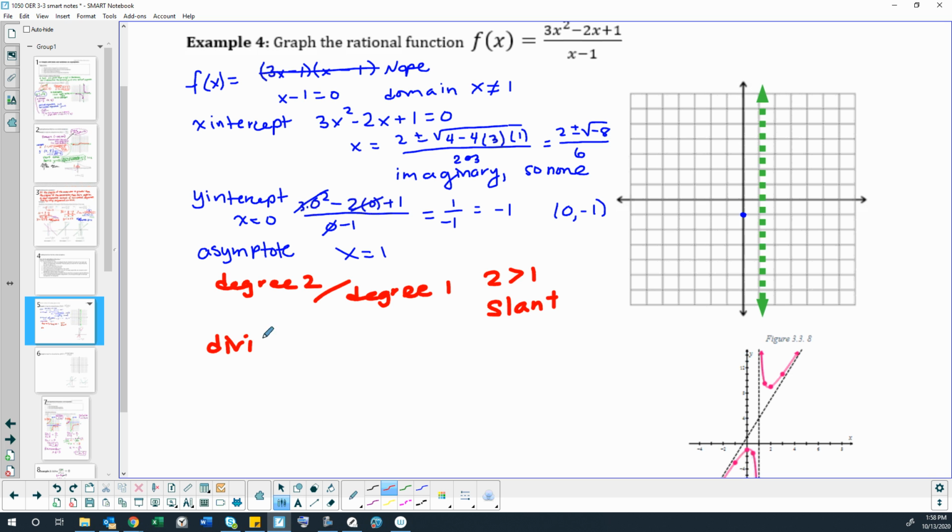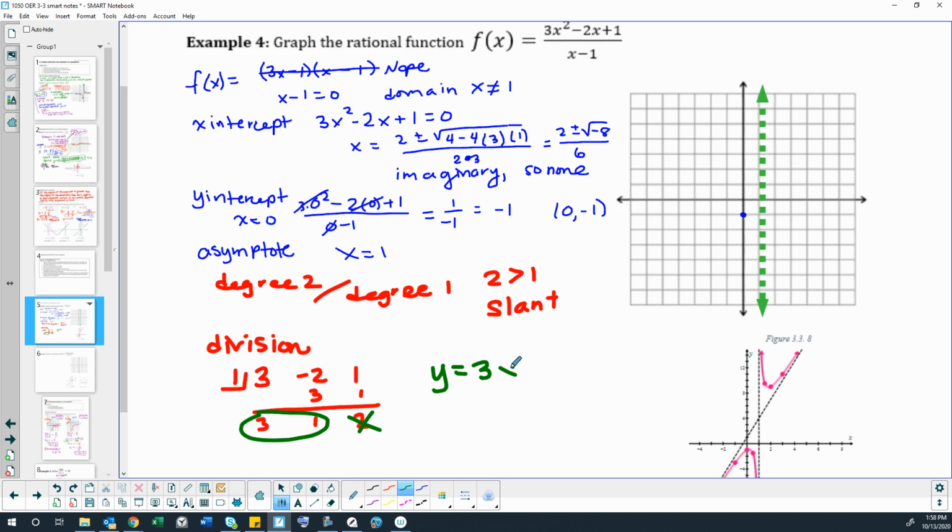We could do polynomial long division, or this one will actually work if we just do synthetic. So I'm going to change my x minus 1 to the positive 1, the zero of that polynomial function. And we've got our coefficients 3, negative 2, and 1. So bring down the 3. 3 times 1 is 3, negative 2 plus 3 is 1, 1 times 1 is 1. Obviously we didn't get 0, that doesn't really matter, we just ignore the remainder. So now our answer is y equals 3x plus 1.